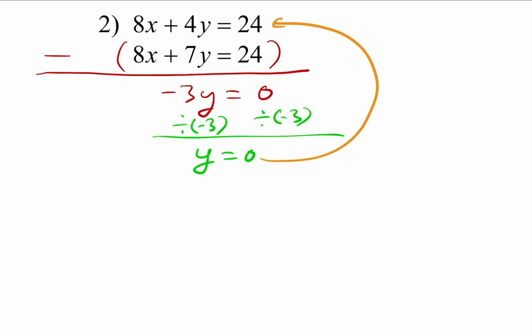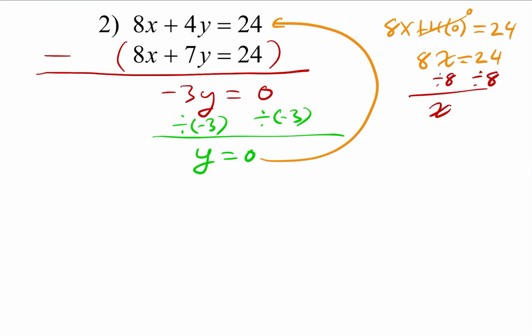So I'm going to choose the top equation. So 8x plus 4y, but instead of y, I'm going to actually put in, times-ing, the value I just found, 0, equals 24. Now, at this point, it's just simplify and solve. So 4 times 0 is 0. So I just have 8x equals 24. Divide by 8 on both sides. And we get x equals 3. So our ordered pair here would be (3, 0).